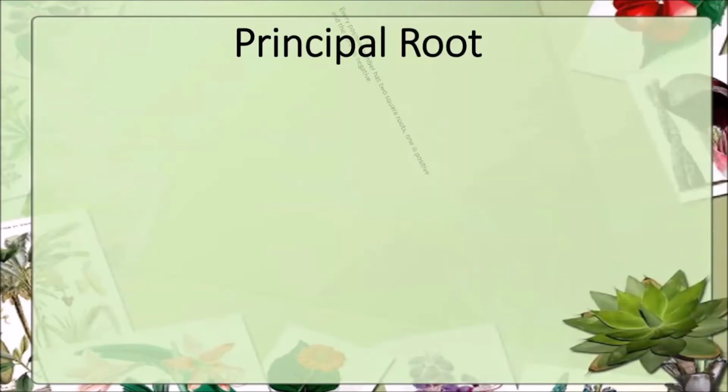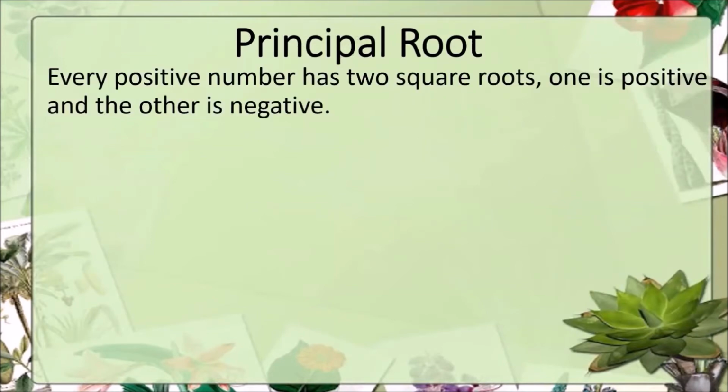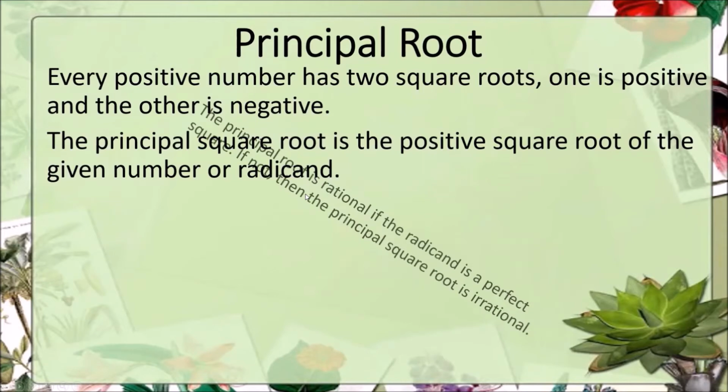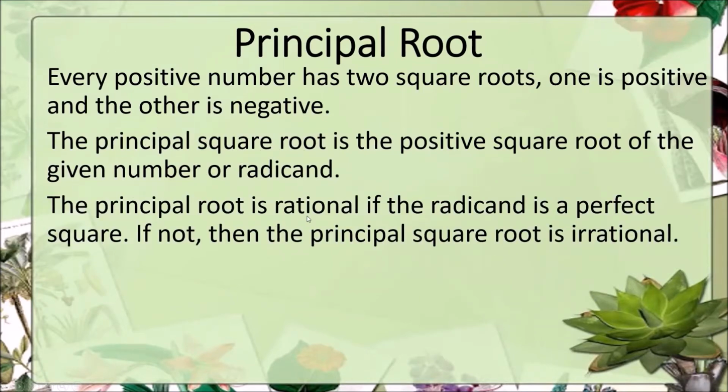The principal root. Every positive number has two square roots. One is positive and the other is negative. The principal square root is the positive square root of the given number or radicand. The principal root is rational if the radicand is a perfect square.